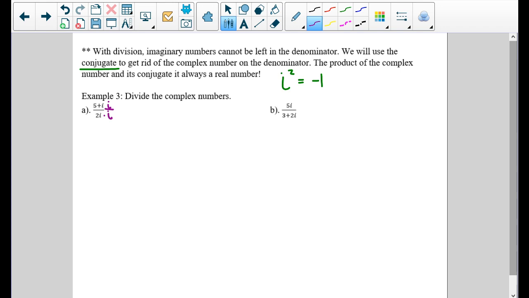So multiply this together then. In the top, we're going to have to distribute that i. So i times 5 is 5i. i times i is i squared.